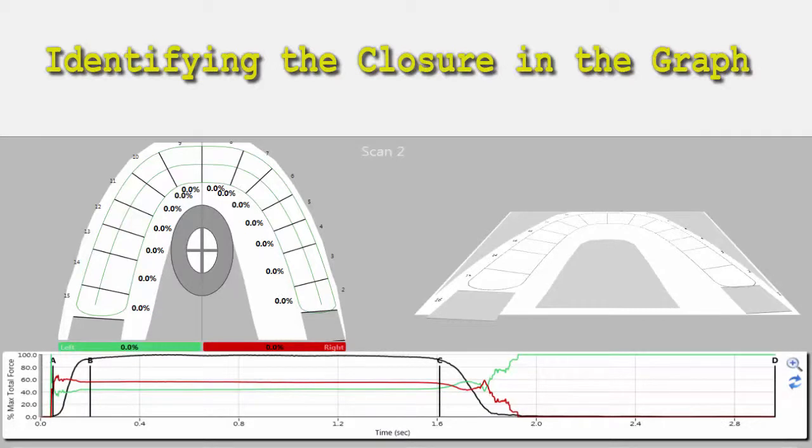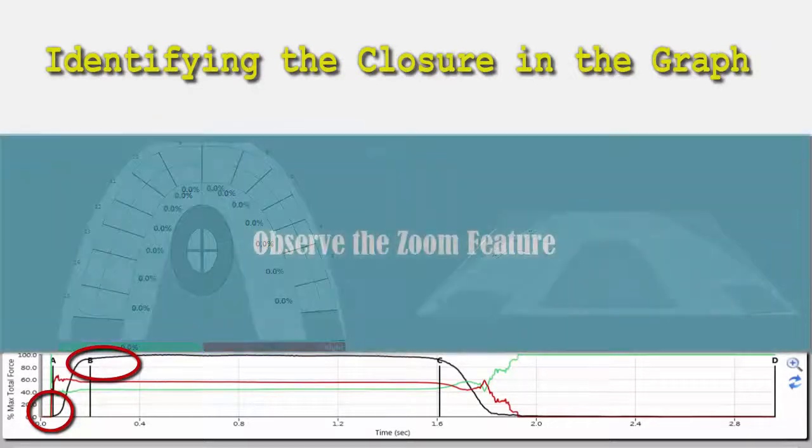Identifying the closure in the graph. To evaluate a patient's bite during closure, you first need to identify the key area to observe. The closure is located on the graph at the initial rise of the black force line and ends when the black line nears its peak.